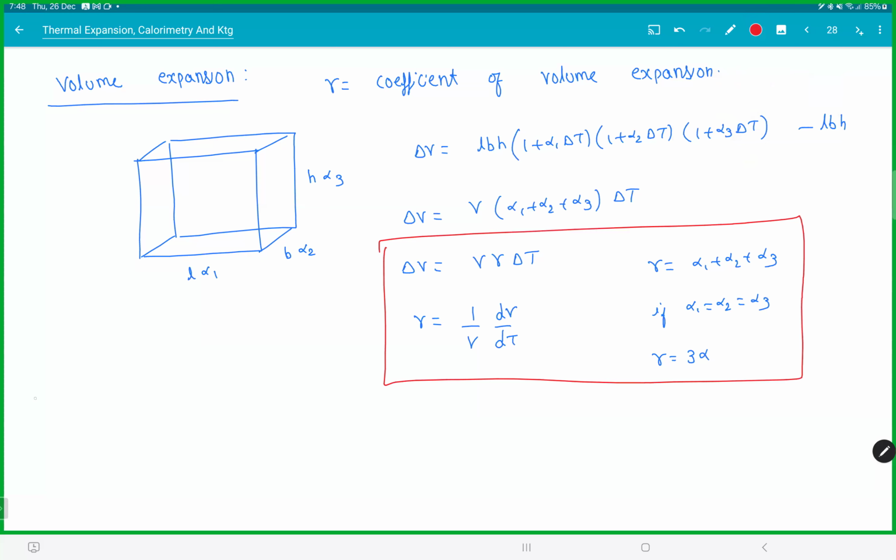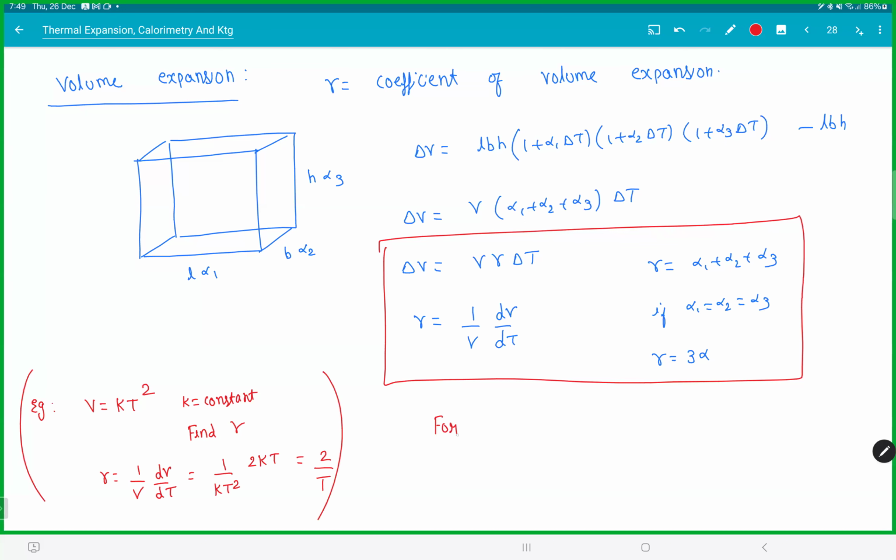Now, examiners do ask questions like this. There was a question like this. They said volume V is equal to K T square, where K is some constant. The question was to find gamma. Now, from the formula, gamma is 1 by V dV by dT. So 1 by V is 1 by K T square and dV by dT is 2 K T. You get 2 by T. That was a question in the exam directly. So you should know about that.